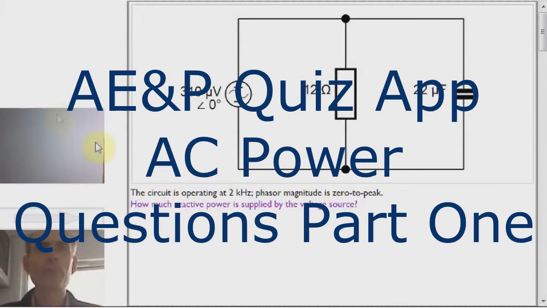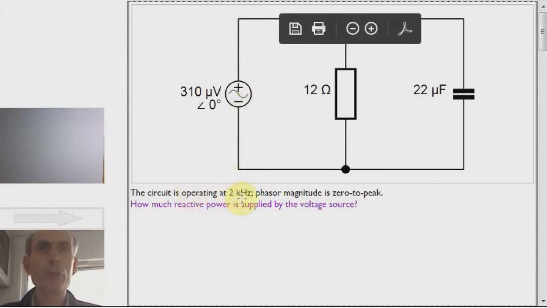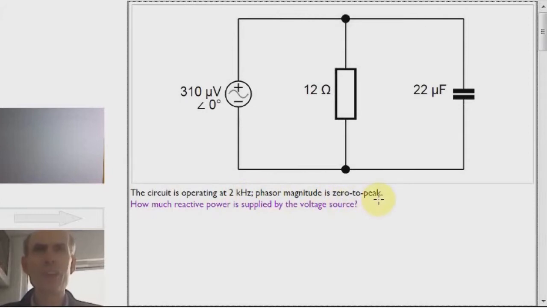This is the first problem I'll try. We have a circuit here operating at 2 kilohertz. Phasor magnitude is 0 to peak. I think it always is in these problems. And the question is, how much reactive power is supplied by the voltage source? So, I have copied out this circuit earlier.